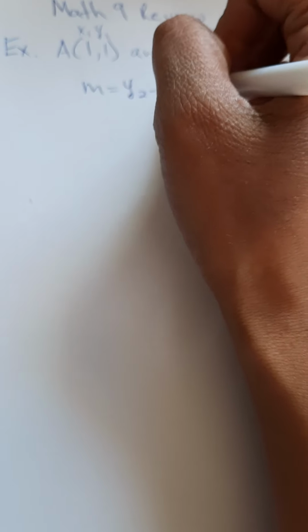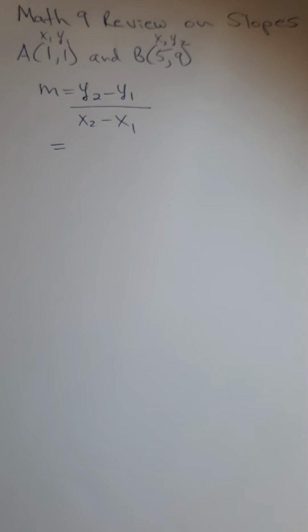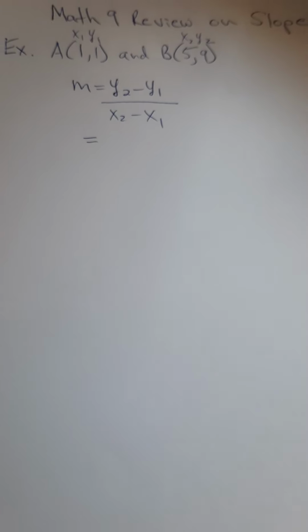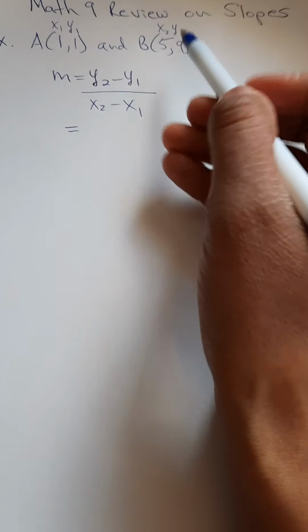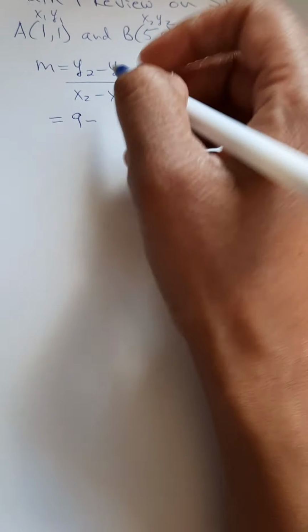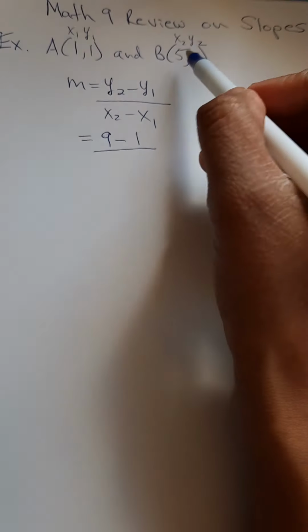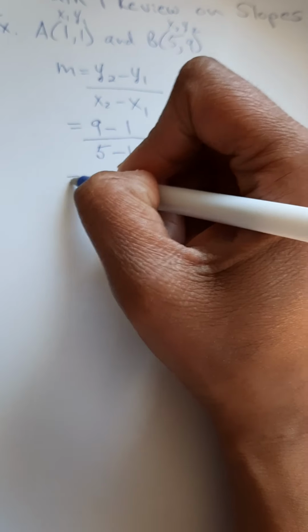y2 minus y1 over x2 minus x1. I'm just going to substitute my values in here. That's why I always like to label the different points that you have, and that way you know that you're doing it correctly. So y2 is equal to 9 minus the y1, which is equal to 1, over x2, which is equal to 5, minus x1, which is equal to 1.